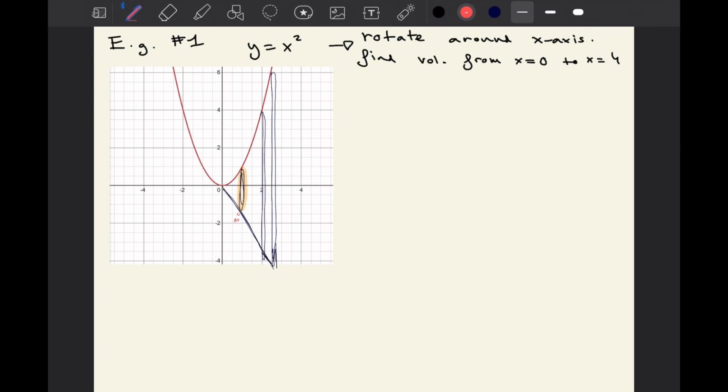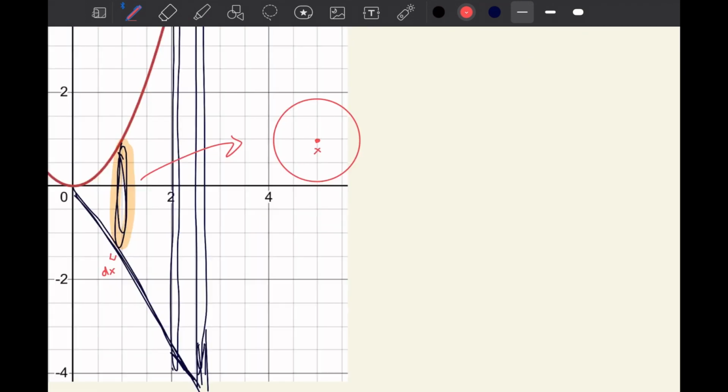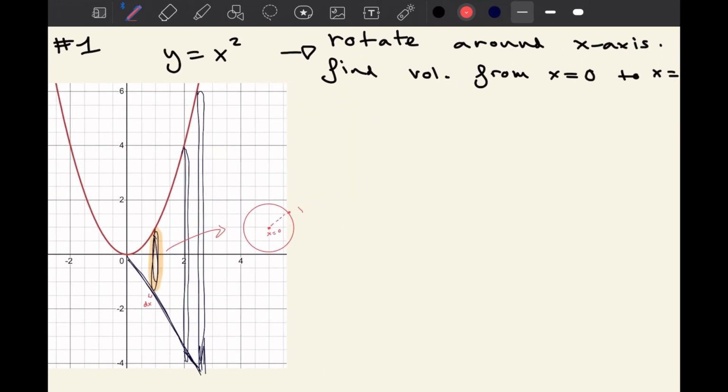So if we take this out, we can imagine this as being a circle, where this is your x-axis, and this is your radius. Your radius, in this case, is just going to be x squared. This value right here is x squared. You can also just say that this is your y. Let's say that f of x is equal to this function. So this is just going to be f of x.